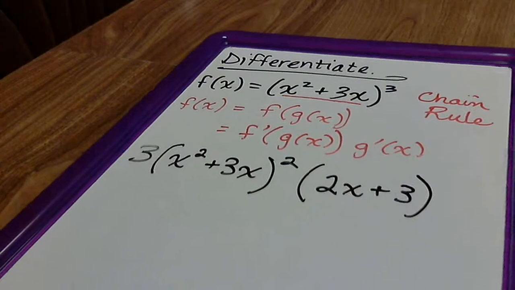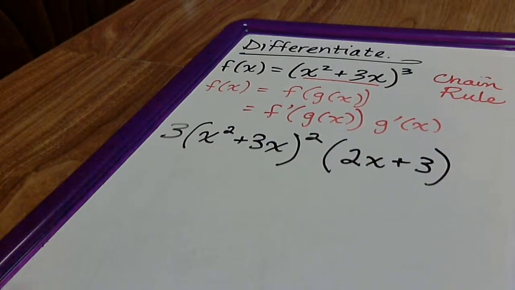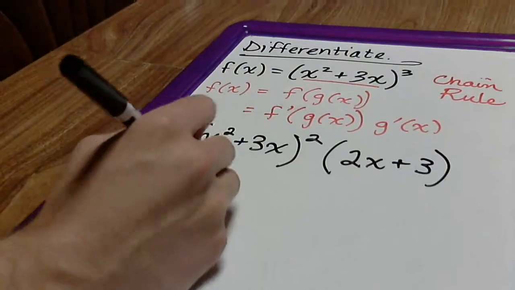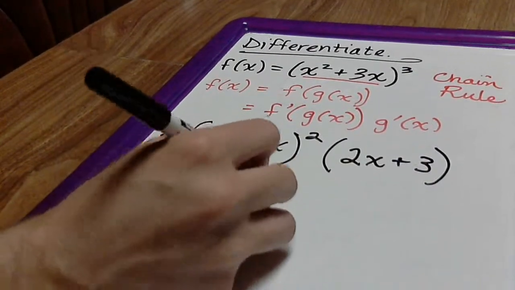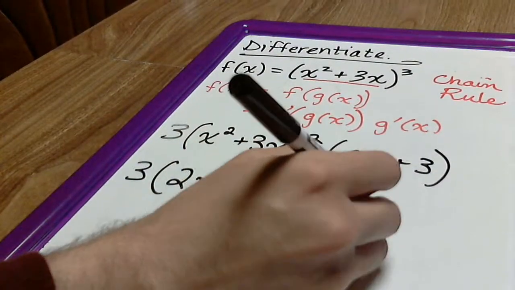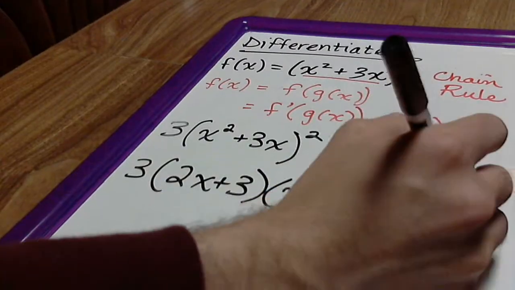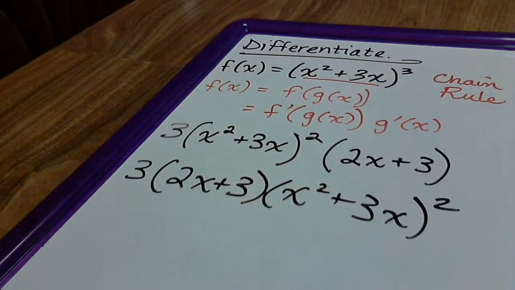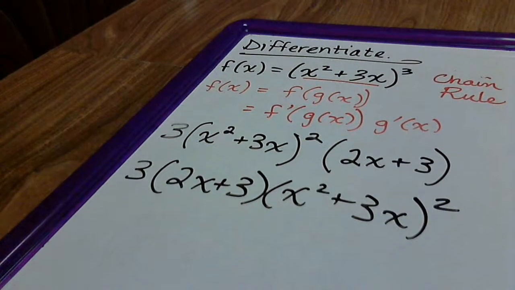We could stop there, but often we like to reorder terms to make it a little bit nicer looking. So we would have 3 times 2x plus 3 times x squared plus 3x, quantity squared. And that would be the derivative of this by using the chain rule.